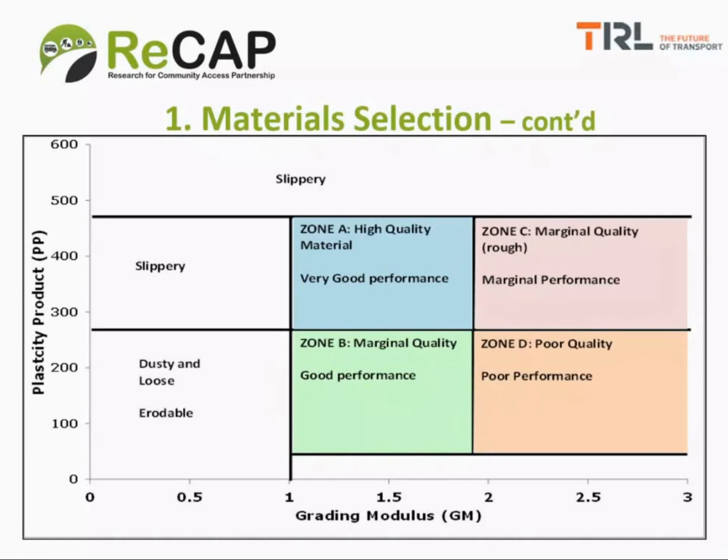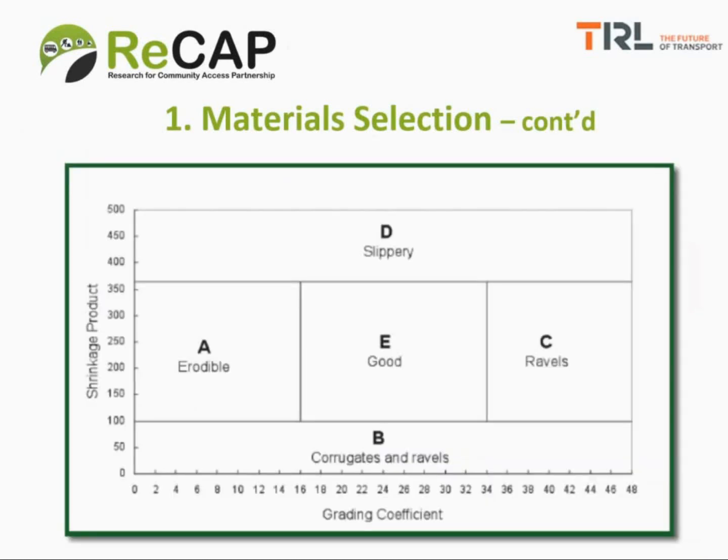Bear in mind that these charts may need to be calibrated for local conditions of rainfall and for the volumes of heavy trucks that use the roads. Another presentation of a similar chart here uses the shrinkage product and the grading coefficient. And once again, these charts all need some calibration for local rainfall conditions and truck traffic.